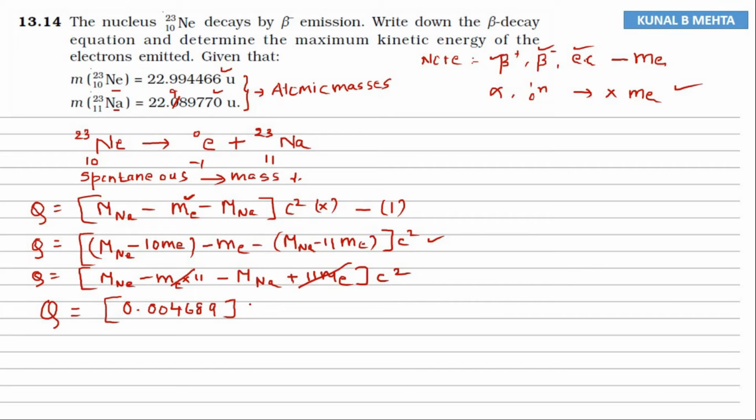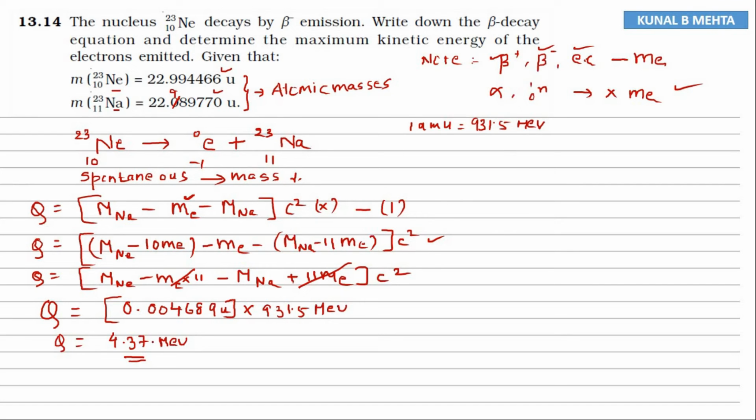Now we know that 1 AMU, these are atomic mass units, is equal to 931.5 MeV. So the Q value that I am going to get is 4.37 MeV. Now guys, the question is what happens to this energy.